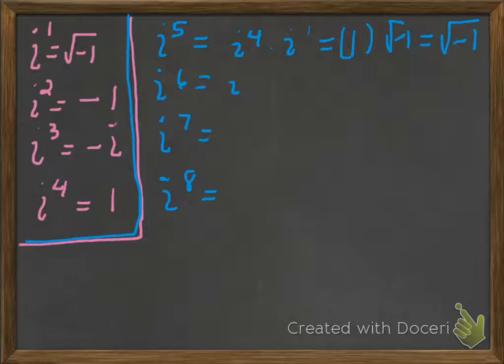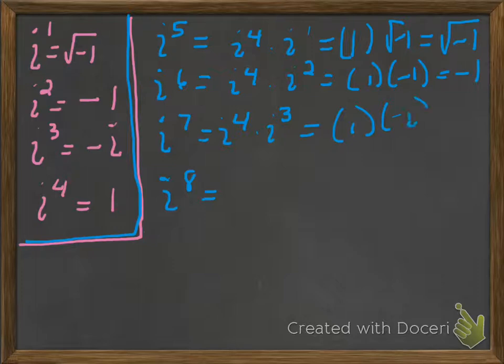I to the sixth is I to the fourth, which is 1, times I to the second, which is negative 1, so we get 1 times negative 1, which is negative 1. I to the seventh is I to the fourth times I to the third, which is 1 times negative I, which is simply negative I. And I to the eighth is I to the fourth times I to the fourth, which is simply 1 times 1, which is 1.